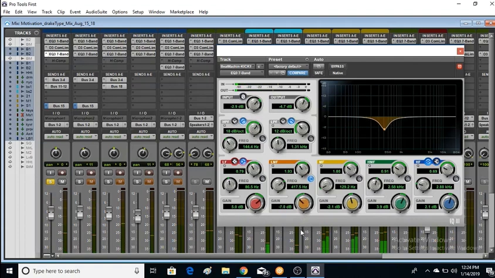But again, all these rules are meant to be broken. But generally, a higher Q, which is going to give you a tighter cut for when you're cutting, and a smaller Q for when you're boosting. All right, so that's Q, which is short for quality, but really you should think about it as the bandwidth or the amount of frequencies you're going to be working on in addition to your targeted frequency.